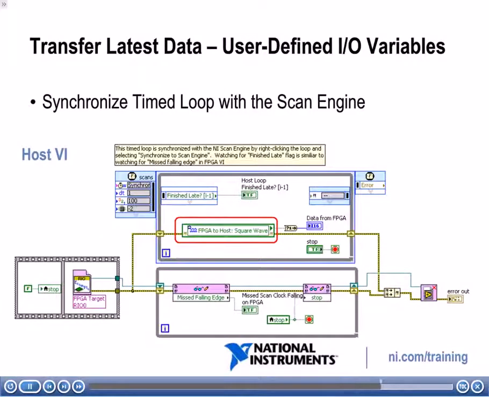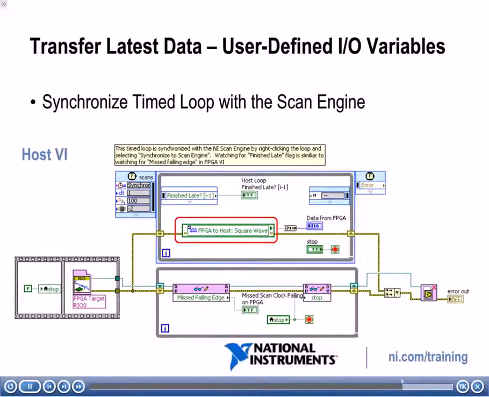On this slide, we're going to move from the FPGA VI now to the host VI. Notice on the host VI, one advantage of using these user-defined I/O variables is you can also synchronize your host VI with the scan engine. If we look at the bottom here, we have our regular code where on the host VI, we're opening up a reference to our FPGA VI and running it. And then on the bottom, we're just monitoring that missed falling edge indicator just to see if we missed any edges and things like that.